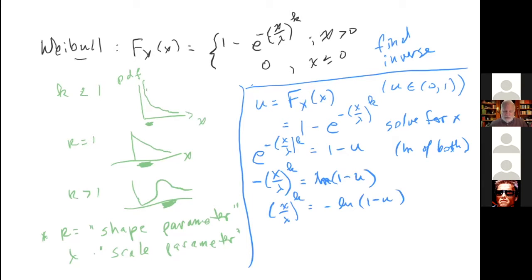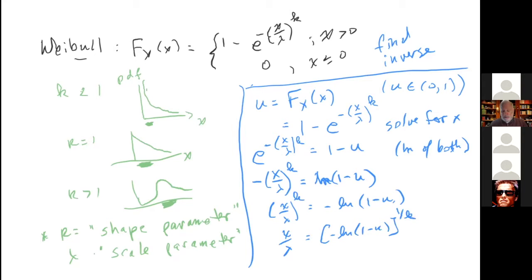And again, just as a check, because the log of a number that's less than 1 but bigger than 0 is always negative. So negative and negative is a positive. And so we can take the k through. So x over lambda is minus log 1 minus u to the 1 over k.